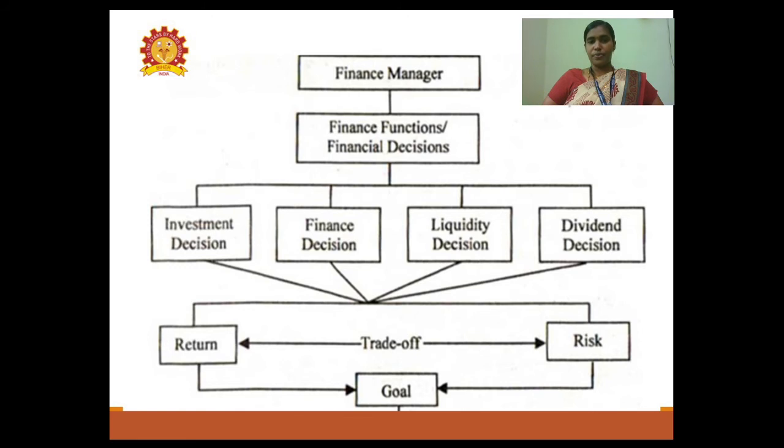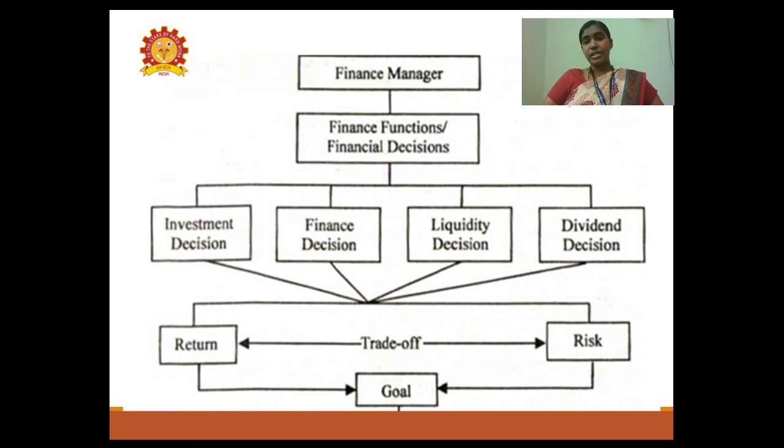Finance decision. Finance decision, only 2 things: where he is going to get that money. Procurement and utilization of the financial funds. That is called as finance decision. Liquidity decision. Liquidity means easily convertible into cash. So he is investing some money into the investment. How many days are required to convert it into cash? That is very important. That is called as liquidity decision.